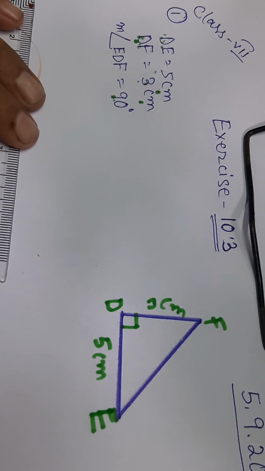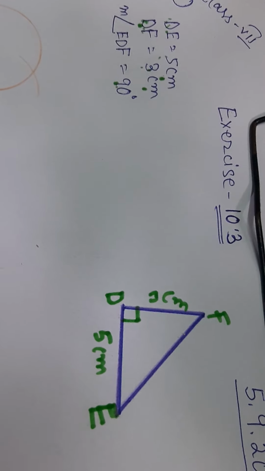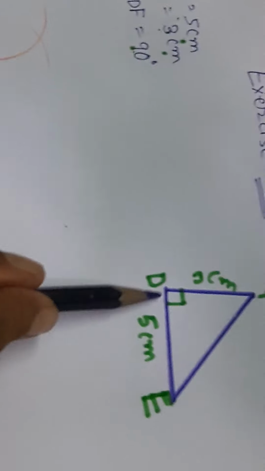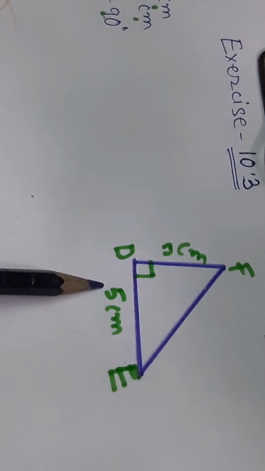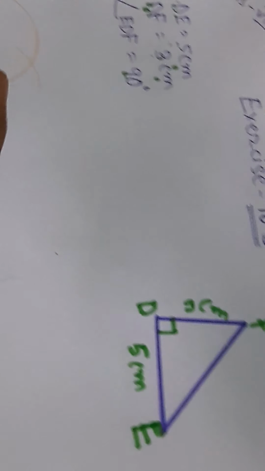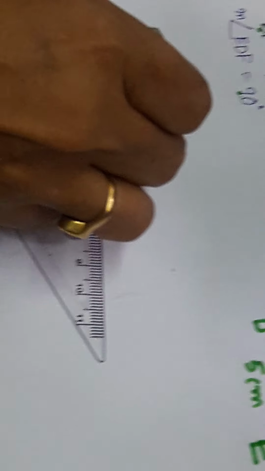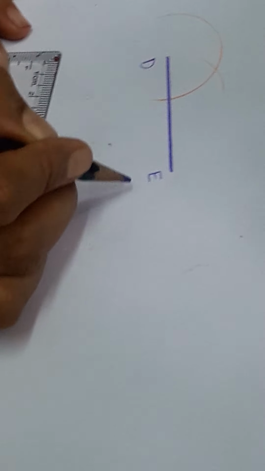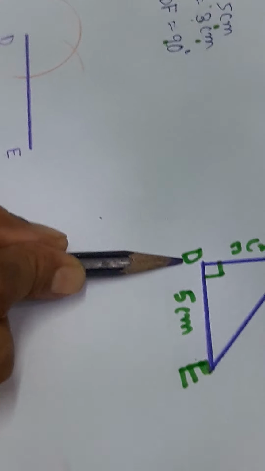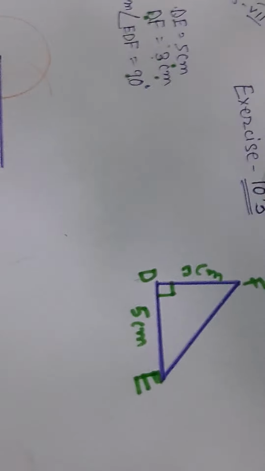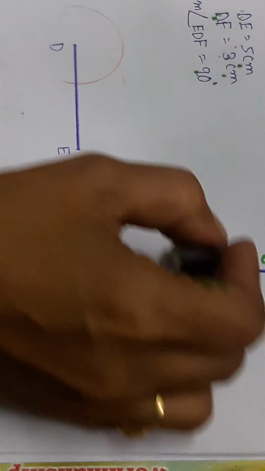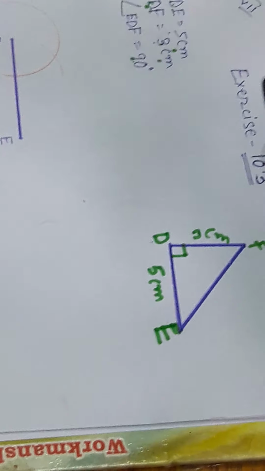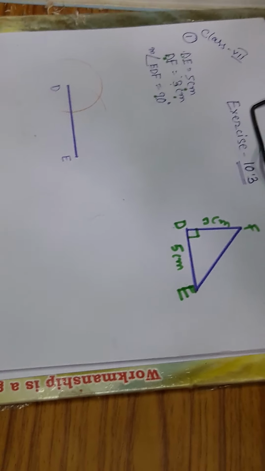Let's come to the exact construction part. As per the rough sketch, you have noticed that I have taken the base DE equal to 5 cm. It was given here, so I need to draw a line segment of 5 cm. Here I have taken this one. Name it as DE. In the rough sketch also it is DE. Now I want to draw another line segment DF, and it will be 3 cm. But here another condition has been given that angle D will be 90 degrees.